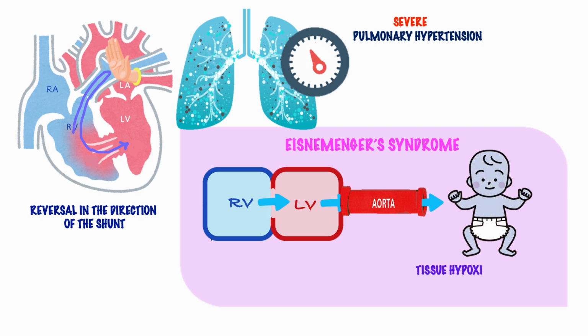This results in tissue hypoxia and ischemia, and as the body tries to compensate by producing more red blood cells, hyperviscosity develops, increasing the risk of blood clots and stroke.